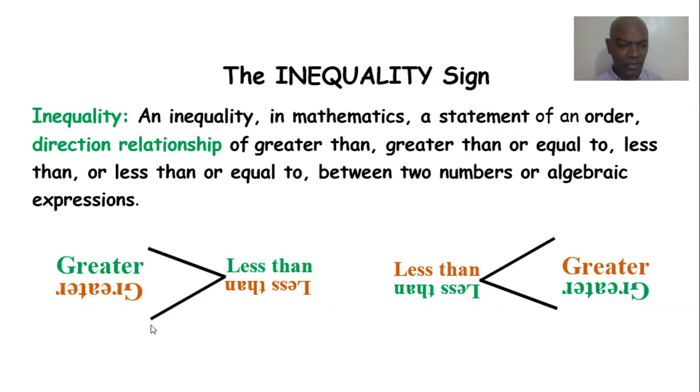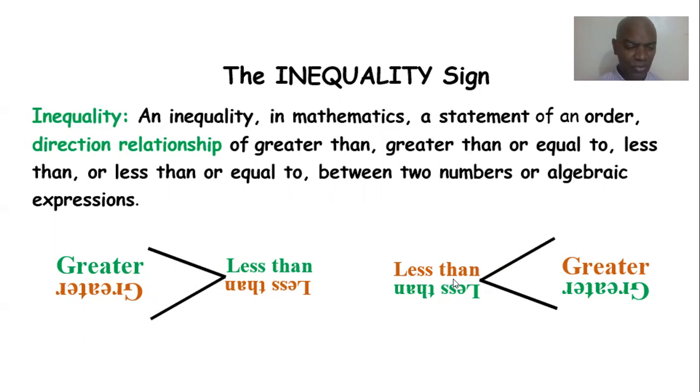It's basically, you can look at it as the head of an arrow pointing. It always points to the lesser value. So the opening is called the greater than, and the point is called the less than. Here it is facing from left to right. Here it is facing from right to left. And again, the opening is called greater than, and the point is called less than.